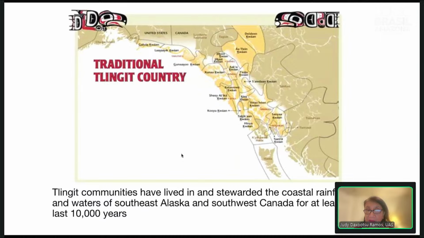So this is a map of the traditional Tlingit territory of Southeast Alaska. We are organized according to what are called Kwaans, or people of different territories. Tlingit people have lived and stewarded the coastal rainforest and waters of Southeast Alaska and Southwest Canada for at least 10,000 years. Oral history accounts for different natural disasters, including the Great Flood. Our deep relationship stretches back for generations. It shaped our culture, identity, and harvest practices.